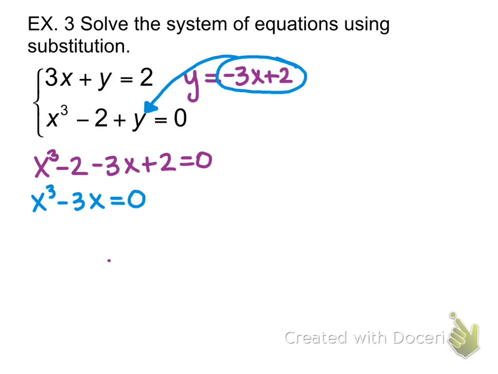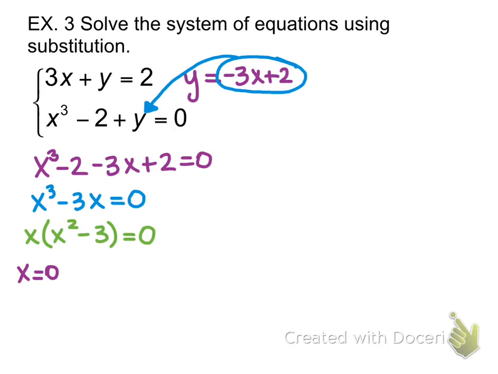Okay, so I need to solve for x. Well, these two terms both have an x in common, so I'm going to factor it out. When I factor out the x, I'll be left with x squared minus 3 in the parentheses. Now that it's factored, I can set the two factors equal to 0 and solve.